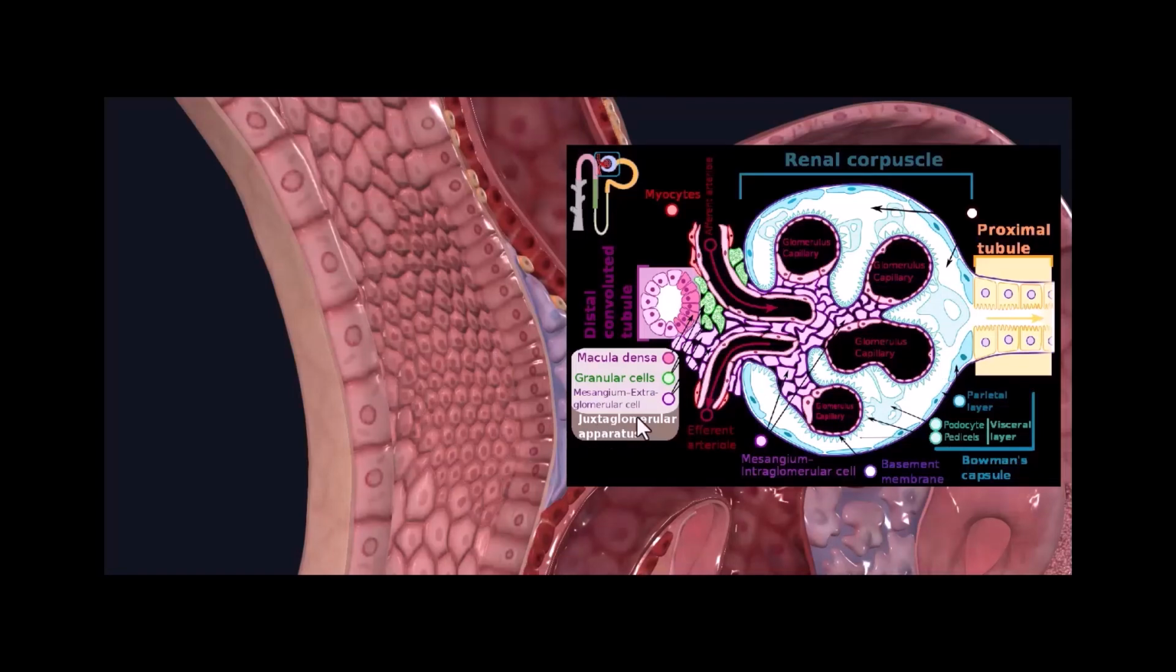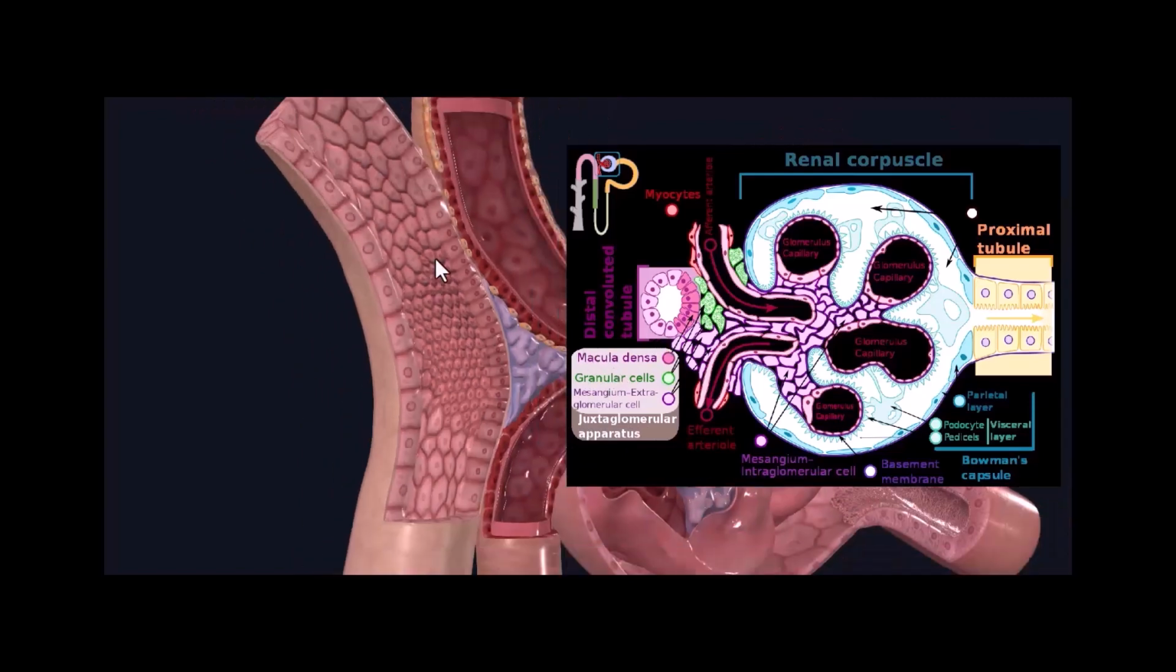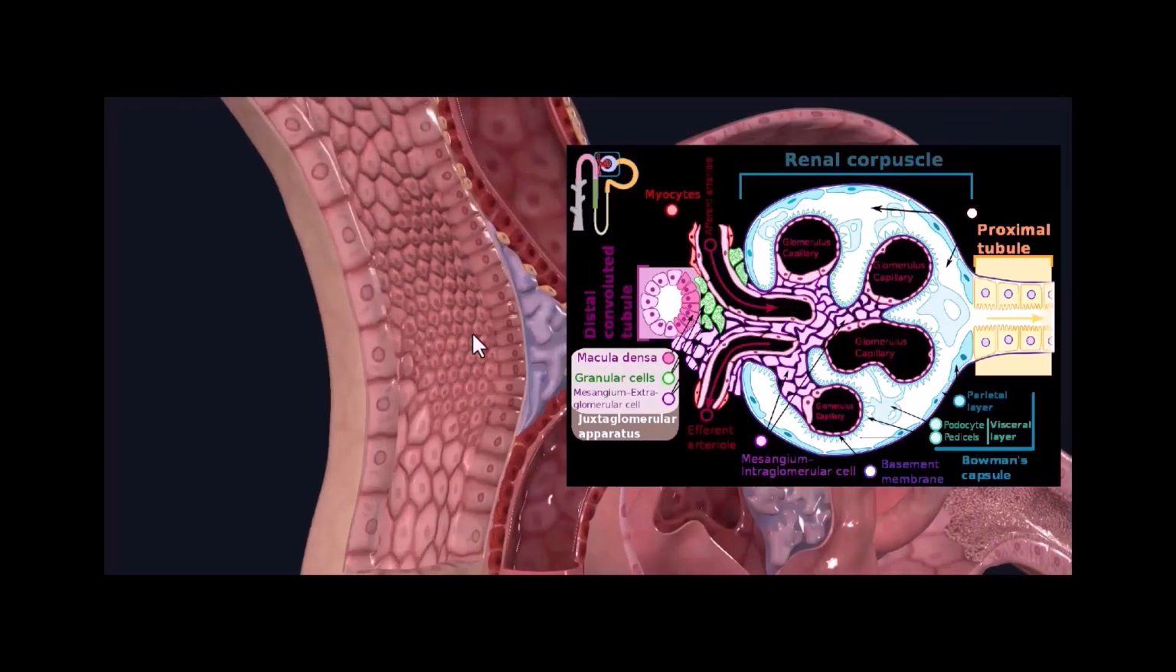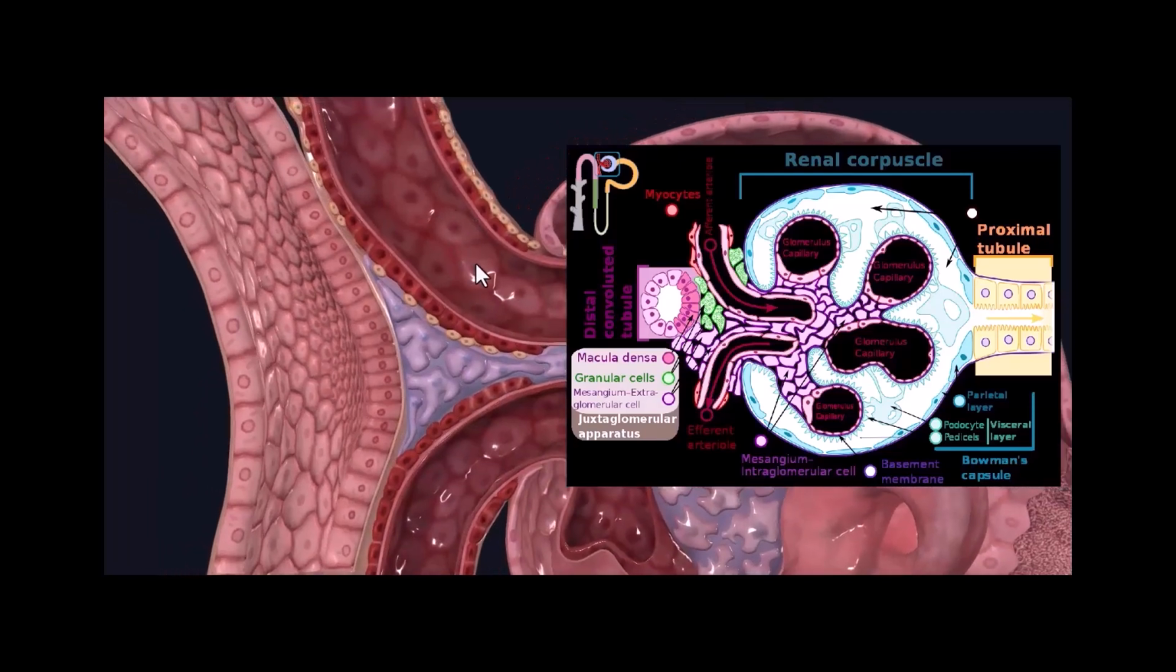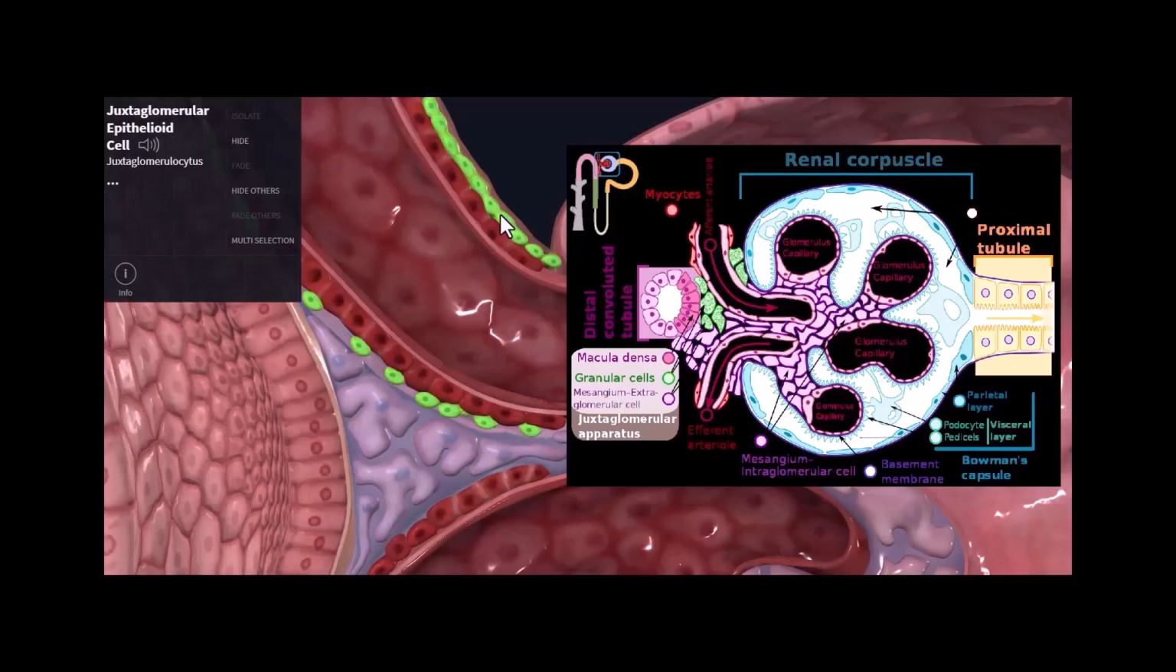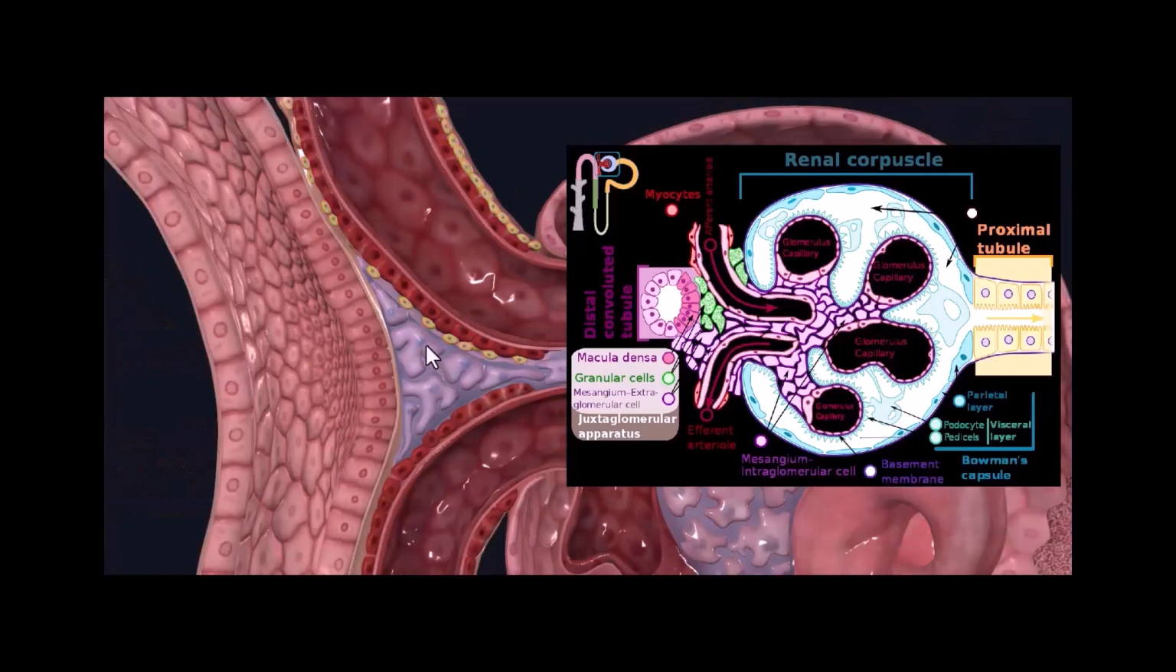The juxtaglomerular apparatus has three different structures. You have the sensor, which is called the macula densa, inside the distal convoluted tubule, and then you have the cells that line the afferent arteriole. That's going to be called the juxtaglomerular cells right there, and you also have the mesangial cells.